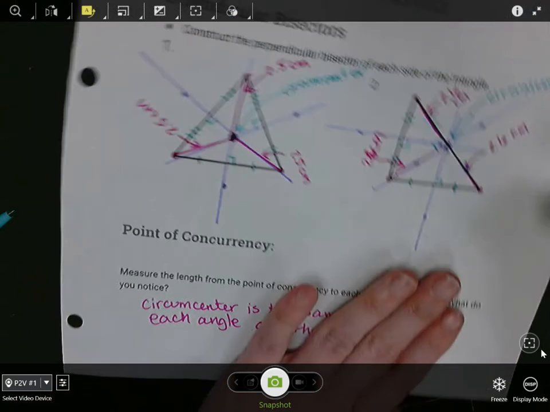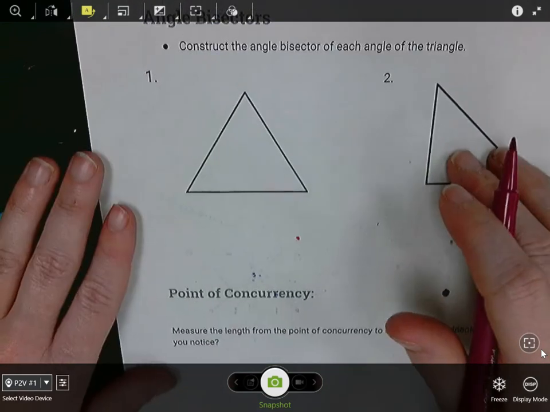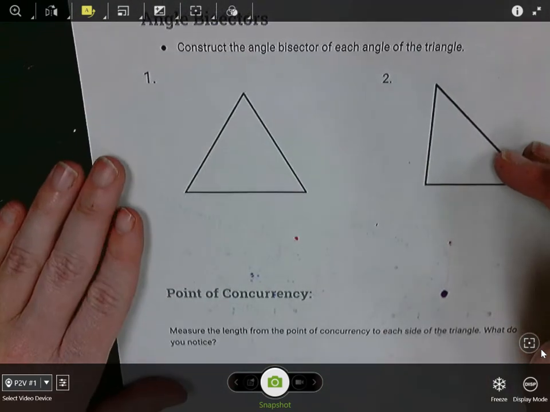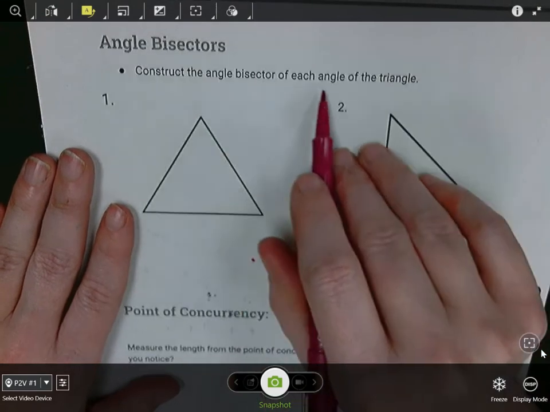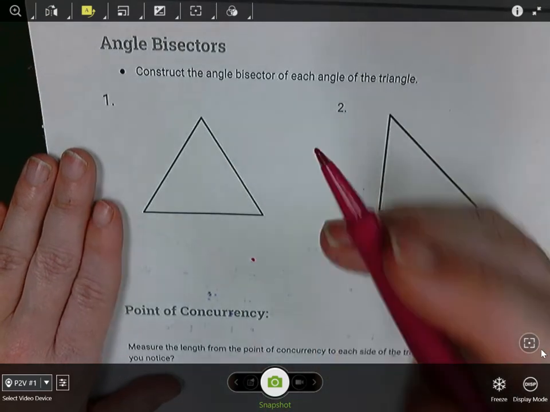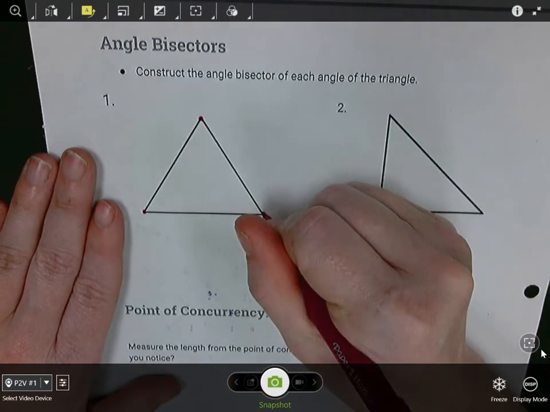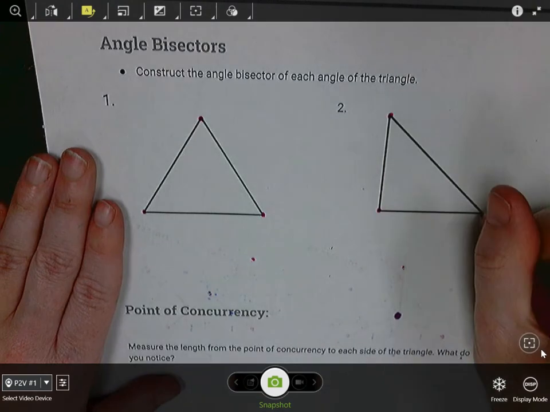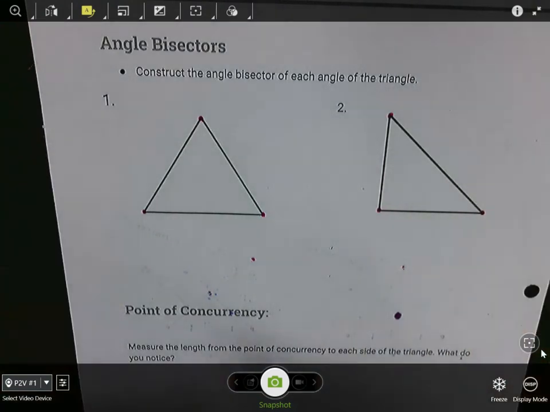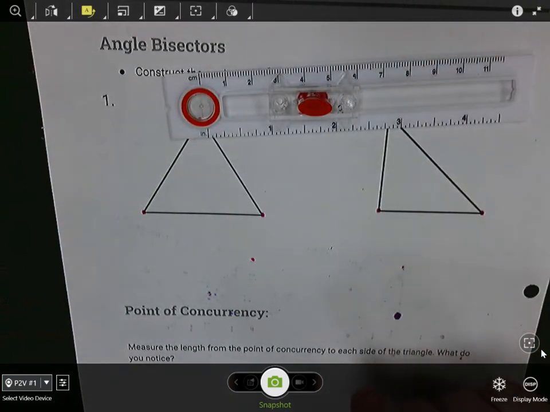Now let's go over to the back page. Now we're going to construct angle bisectors. It says construct the angle bisector of each angle of the triangle. The first thing you need to do is put a point at each of the vertices of the triangle, so that you know where to put your compass. You will need your protractor and your compass.